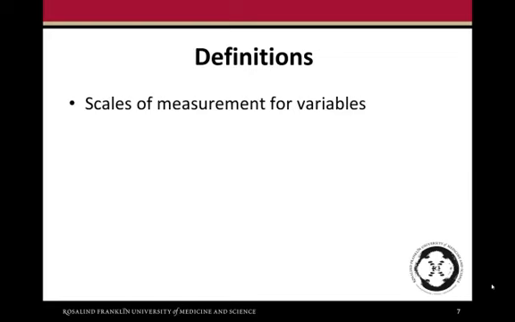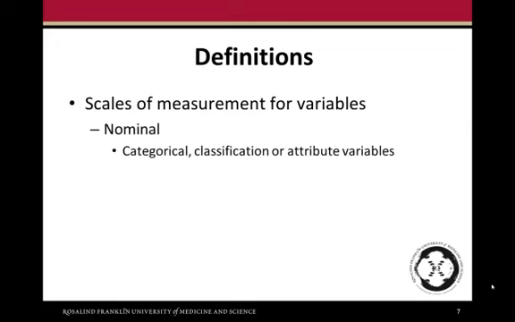I'm going to take a little bit of time to talk about these scales of measurement for variables, because sometimes this can be a little bit confusing. So a nominal variable is something that's categorical. It's referred to as classification or an attribute variable. So some examples for this could be color or sex, race, or the presence or absence of a trait.